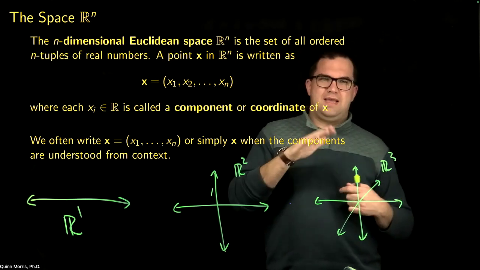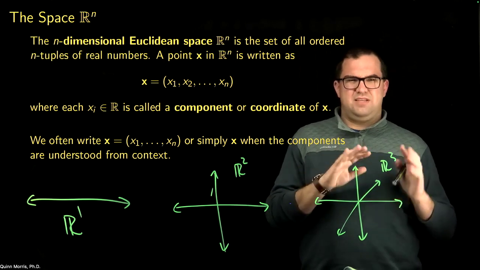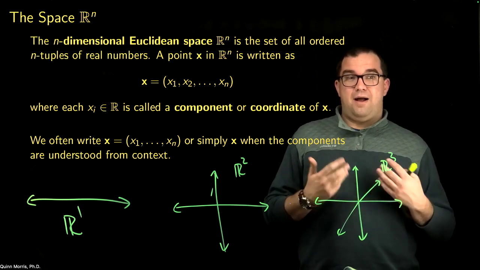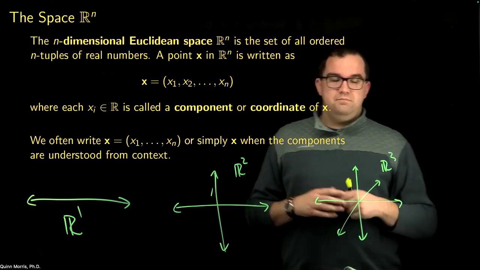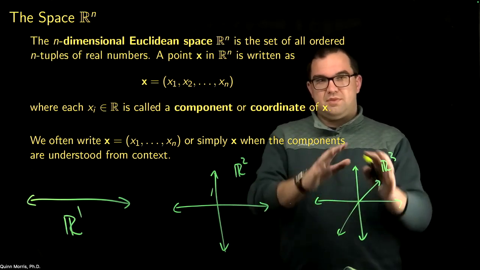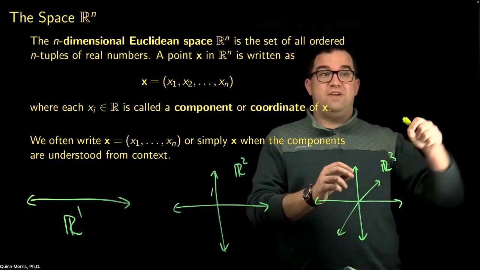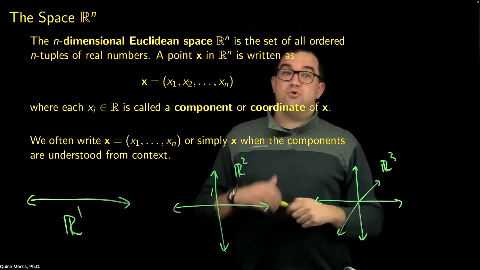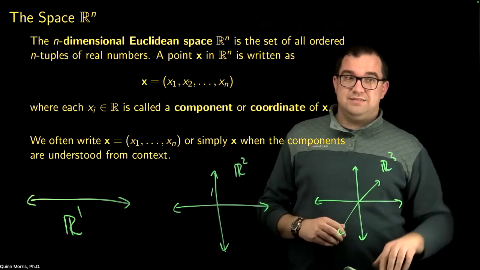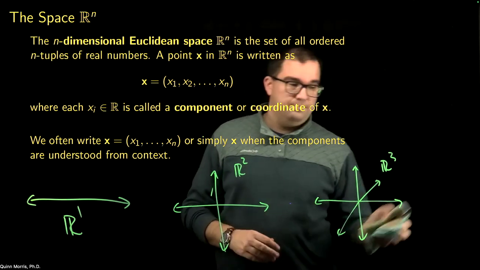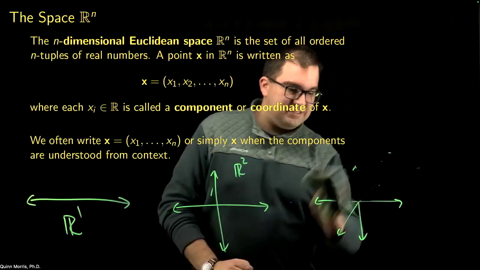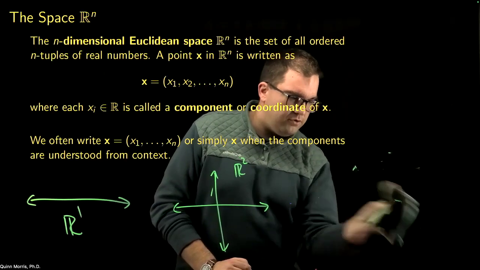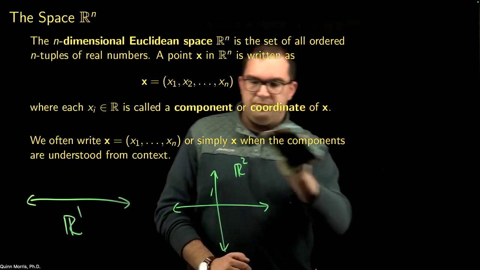Now, we may talk occasionally, there are some tricks that are occasionally helpful to thinking about things in R4. Sometimes you can think of them as like things in R3 that are evolving over time. So time becomes like the fourth dimension. Certainly beyond that, visualizing things in higher dimensions is very difficult. But so we have these sets for the time being. These are all familiar sets that you've seen before.